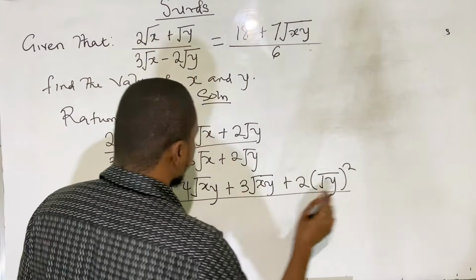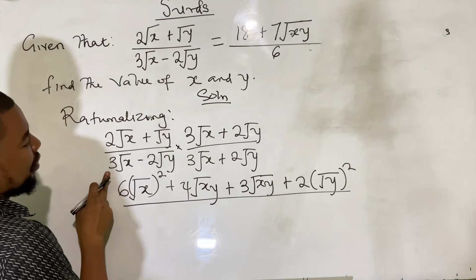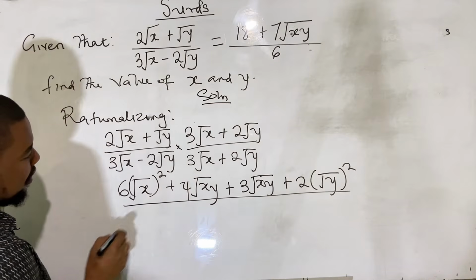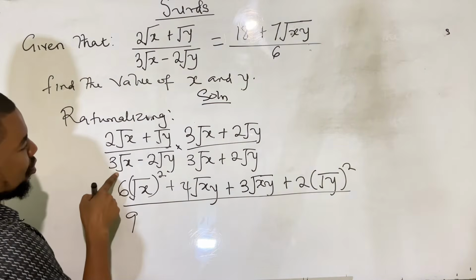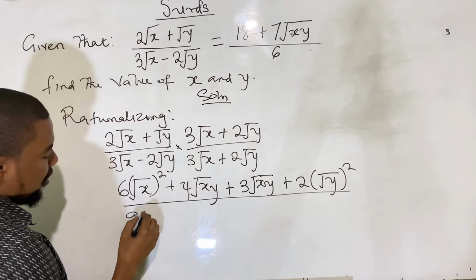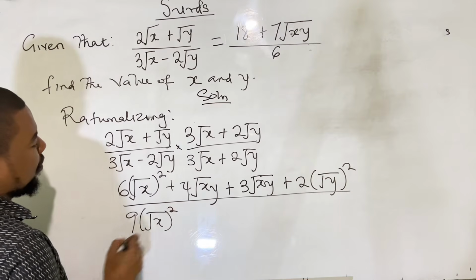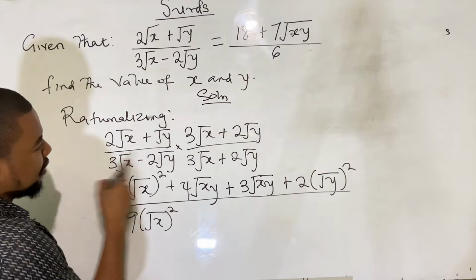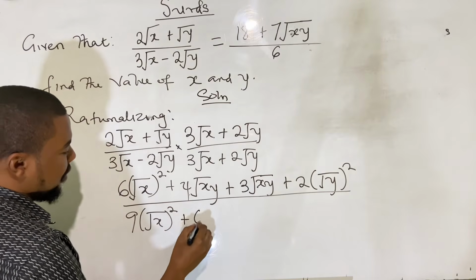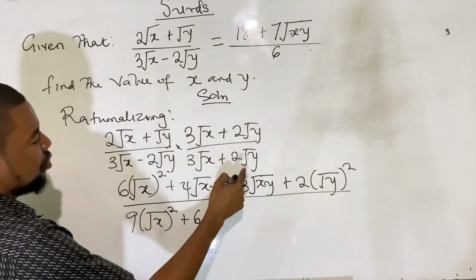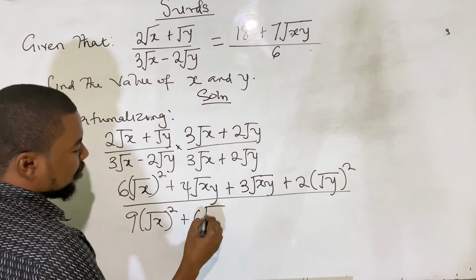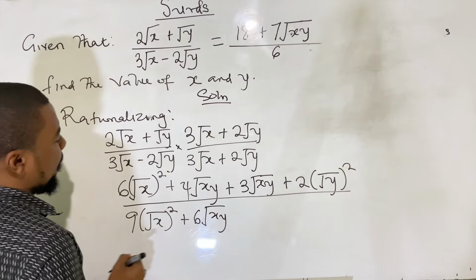This is over 3 times 3, which is 9. √x times √x is (√x) squared. Again, 3 times 2 is 6. √x times √y is the square root of xy.